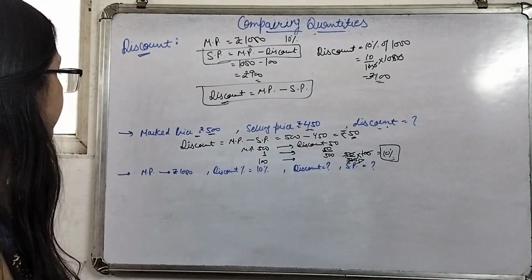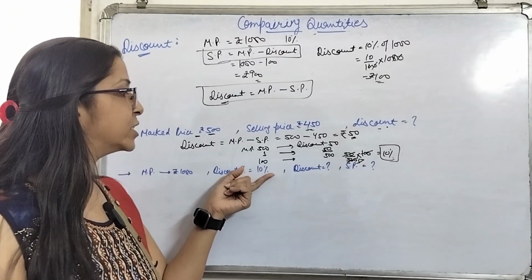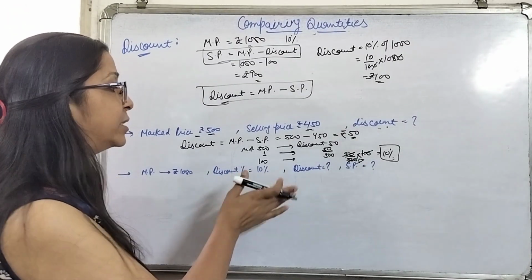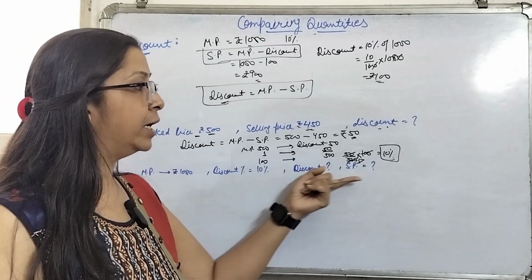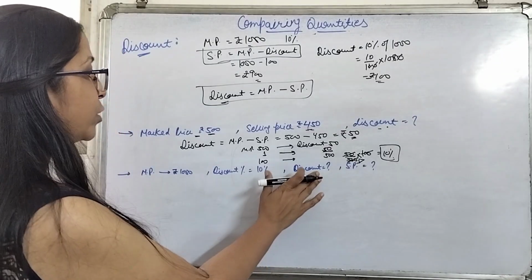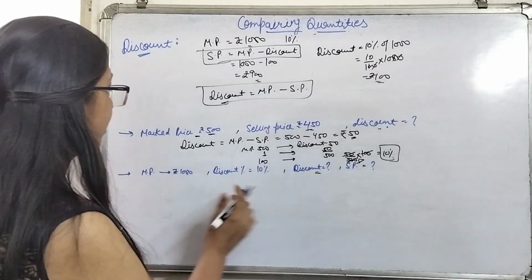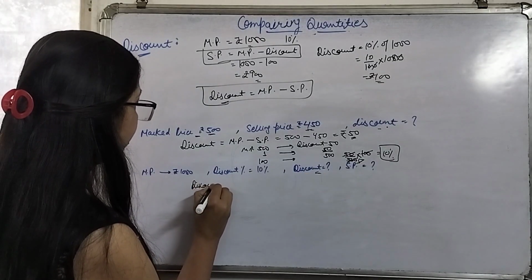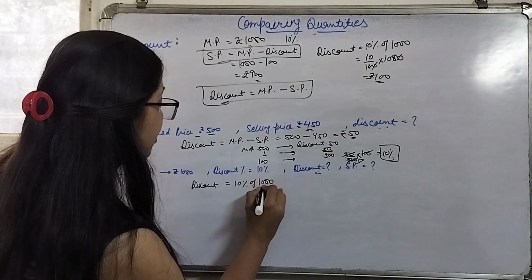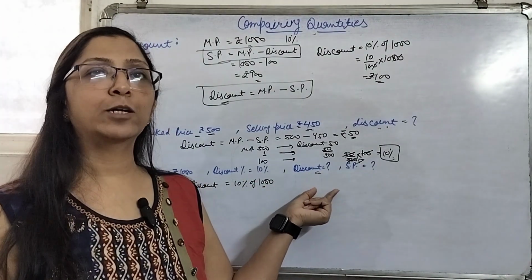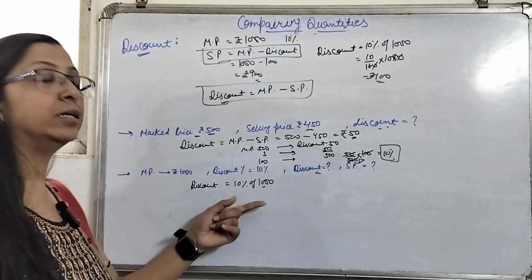Now another type of question is, suppose 1000 rupees is the marked price and the discount percentage is given to us as 10%. That means 10% discount is given. So how much will the discount be in money, in rupees, and what will be the selling price? First of all, we have to calculate how much the discount will be in rupees. It is 10% of your marked price, that is 1000. As we just said, discount is always calculated on the marked price only. So 10% of your marked price will be the discount.